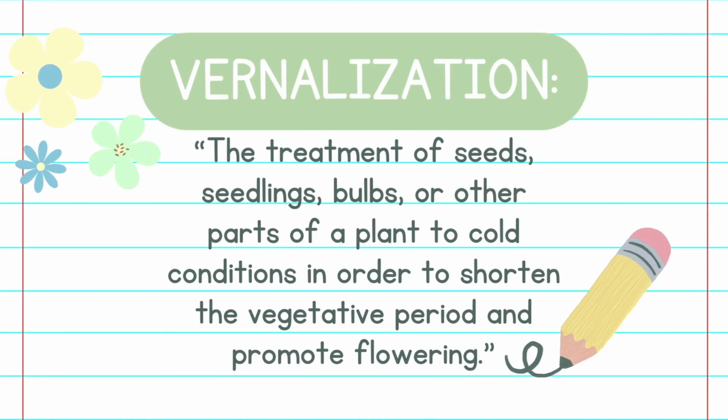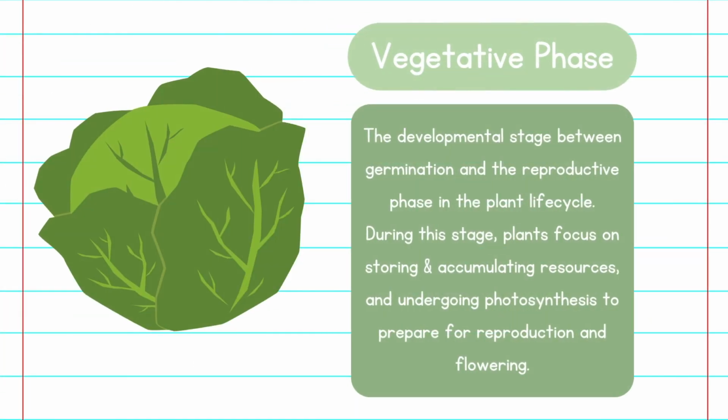Vernalization is the treatment of seeds, seedlings, bulbs, or other parts of a plant to cold conditions in order to shorten the vegetative period and promote flowering. Let's define the vegetative phase. This is the developmental stage between germination and the reproduction phase in a plant's life cycle. During this stage, plants focus on storing and accumulating resources and undergoing photosynthesis to prepare for reproduction and flowering.